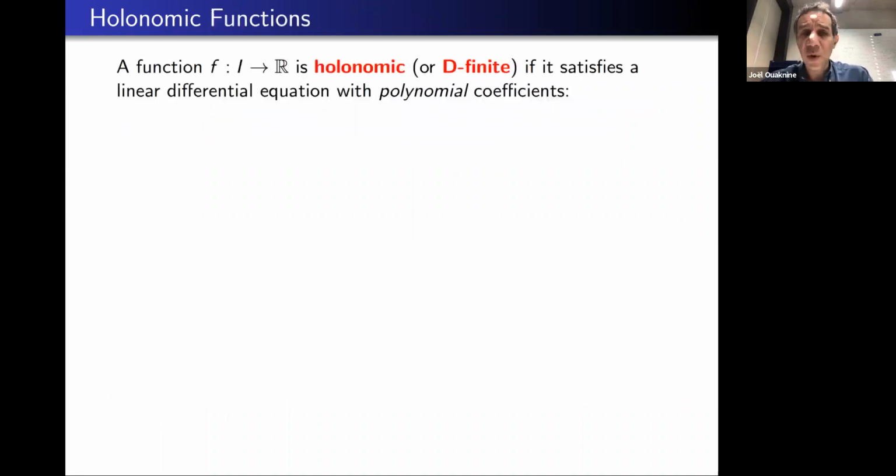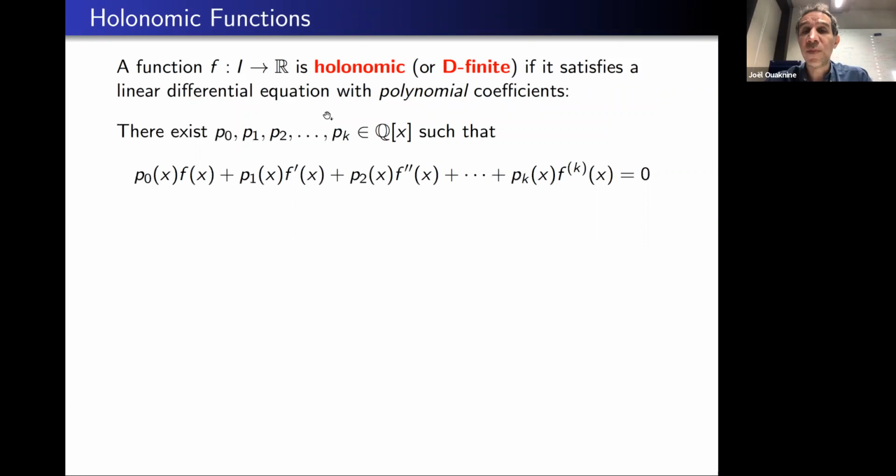Let me now say a few words about holonomic functions. A continuous function from some interval I of the reals into the reals is holonomic, or D-finite, differentiably finite, if it satisfies a linear differential equation with polynomial coefficients. So you have polynomial coefficients now of a continuous variable x with rational coefficients. And the differential equation that f is required to satisfy is of the form p_0(x) f(x) + p_1(x) f'(x) + ... + p_k(x) times the kth derivative of f at x equals 0.